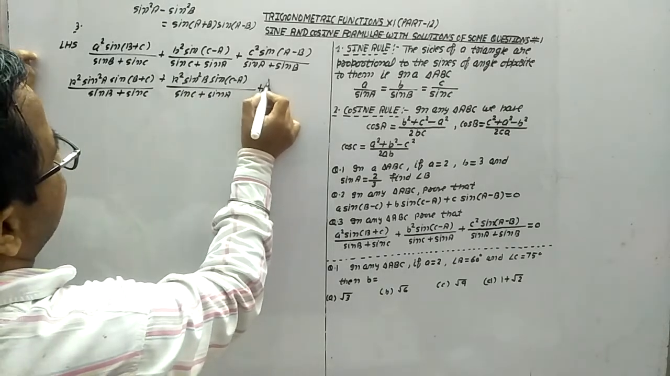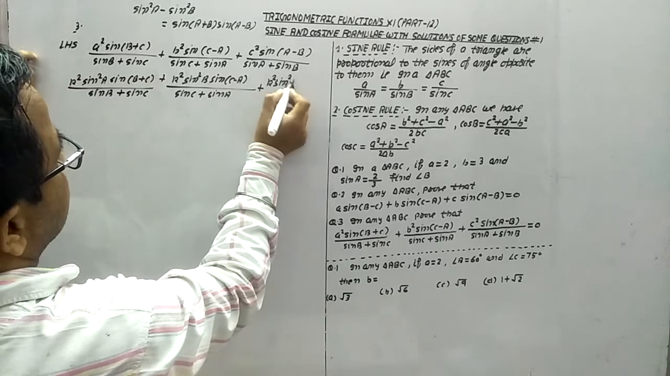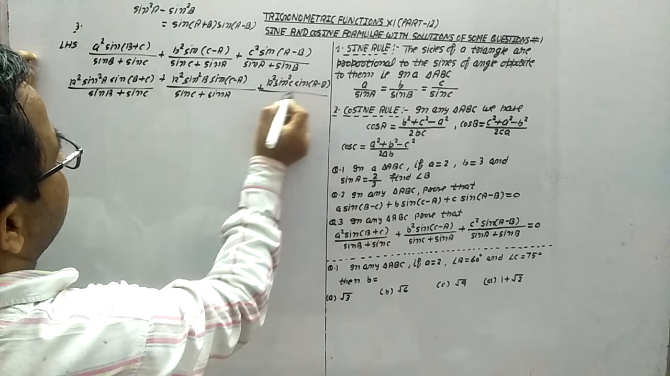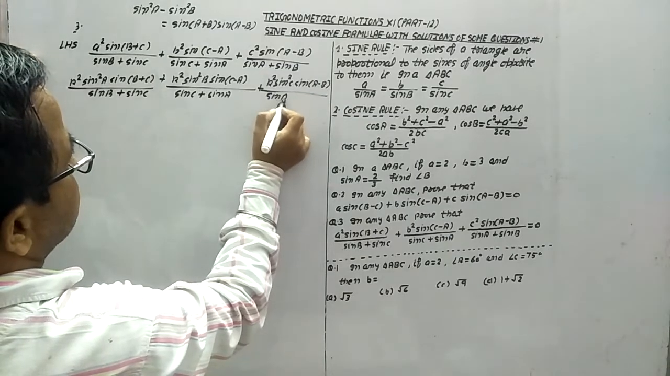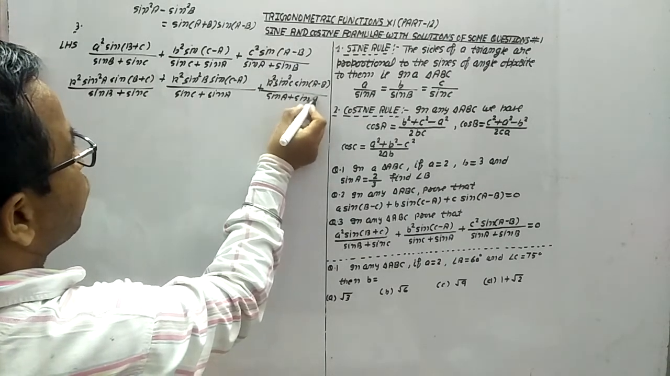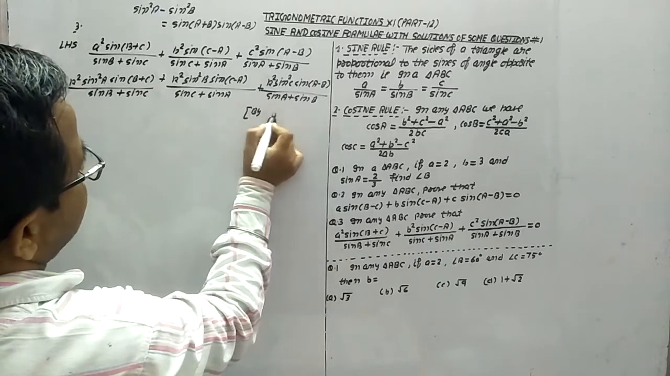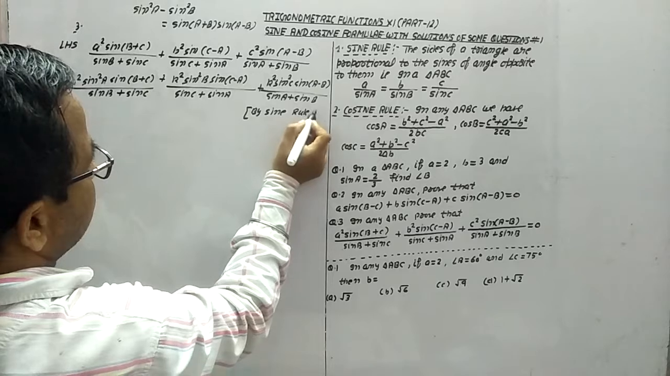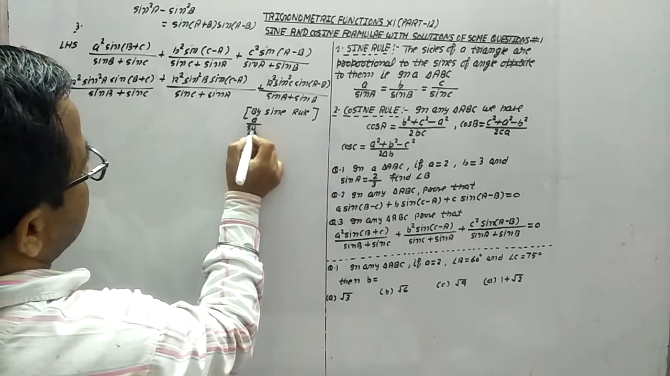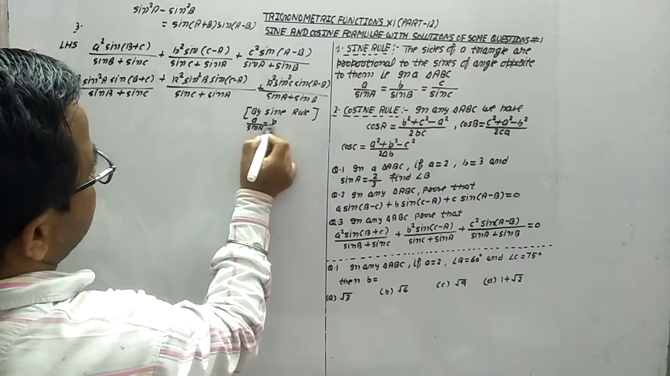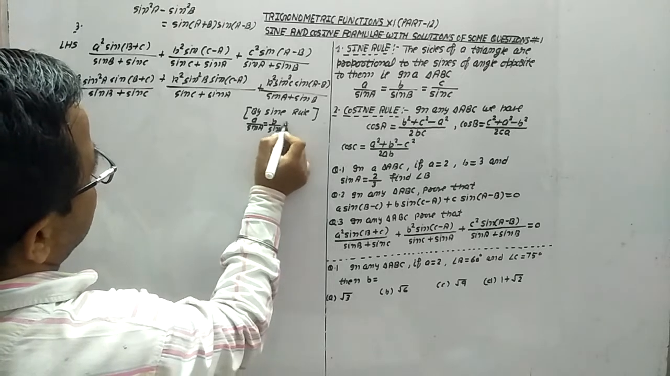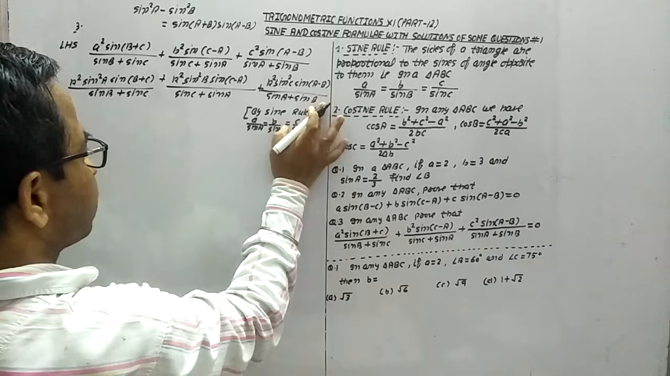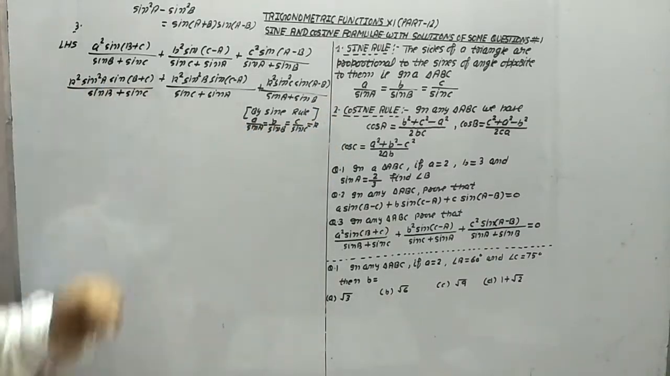Plus K square sin square C sin A minus B upon sin A plus sin B. Here you have to mention the reason: by sine rule we have a upon sin A is equal to b upon sin B is equal to c upon sin C is equal to K. So this is by sine rule, you have already mentioned, that's why this term is coming.